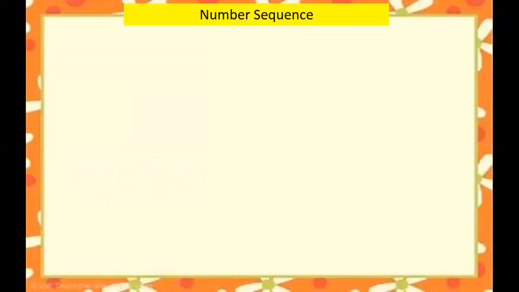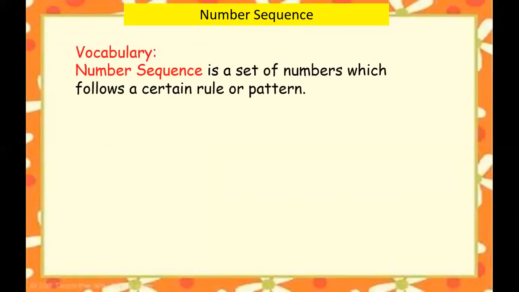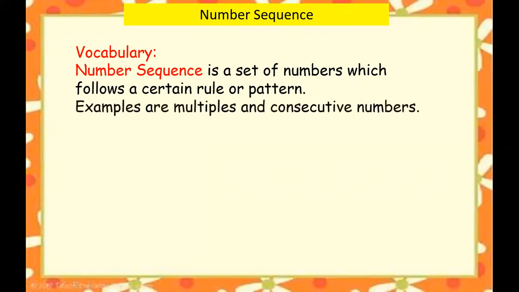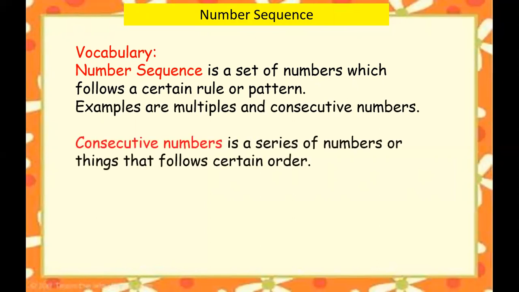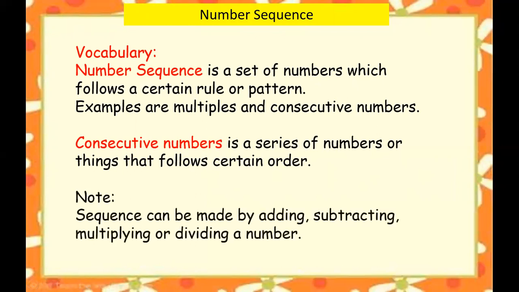Let's talk about number sequence first. What is a number sequence? A number sequence is a set of numbers which follows a certain rule or pattern. Consecutive numbers are a series of numbers or things that follow a certain order. Remember, a sequence can be made by adding, subtracting, multiplying, or dividing a number.